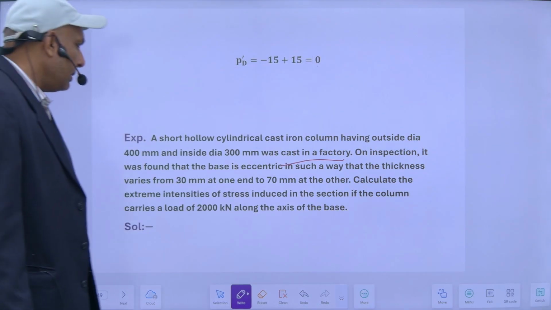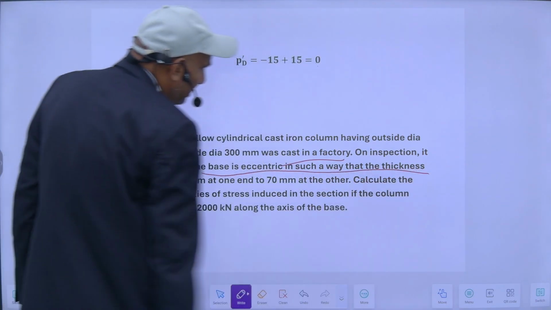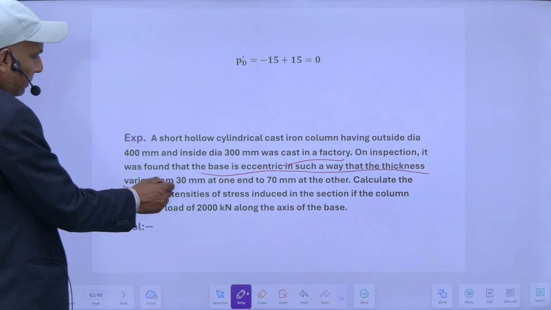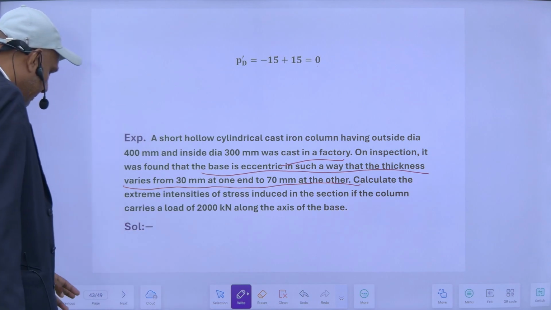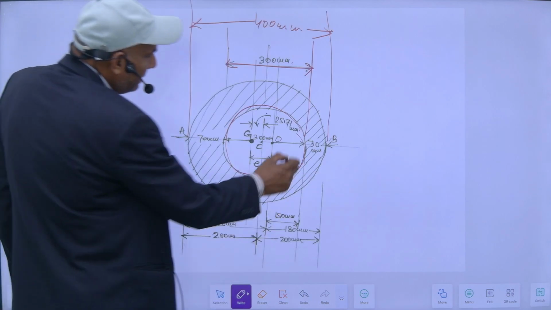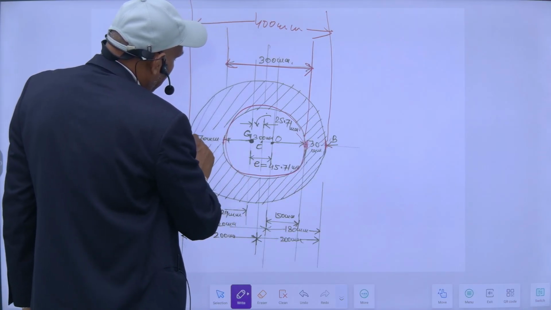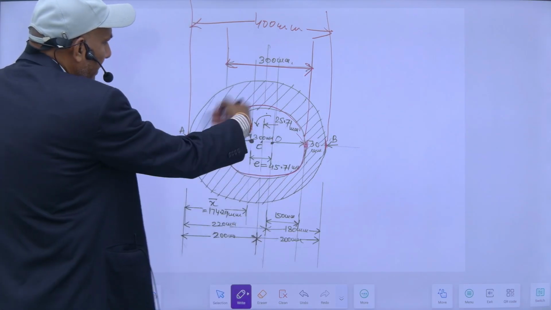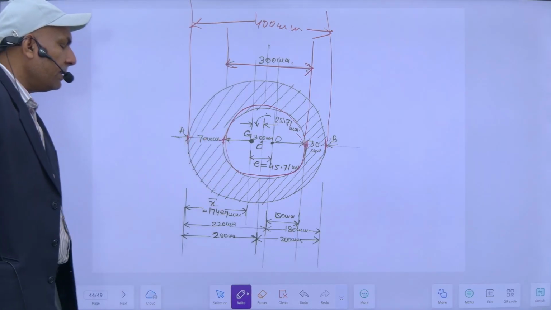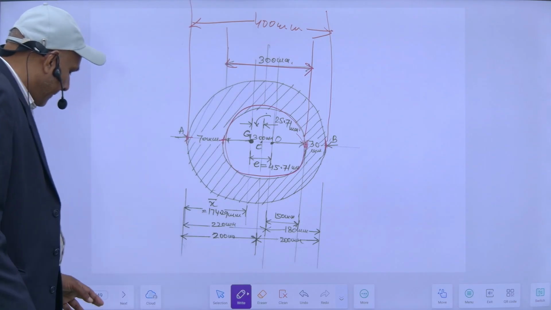On inspection, it was found that the bore is eccentric in such a way that the thickness varies from 30 mm at one end to 70 mm at the other end. So its thickness is 30 mm here, and it is 70 mm here. So this is my bore. It is not concentric, it is eccentric.